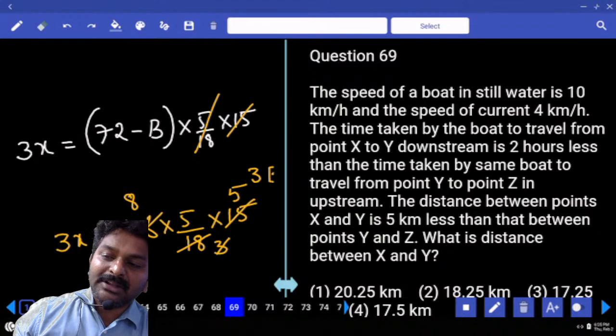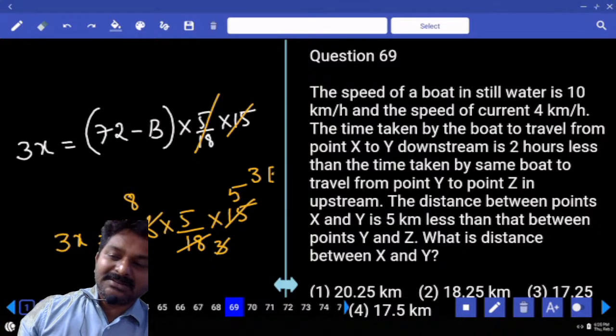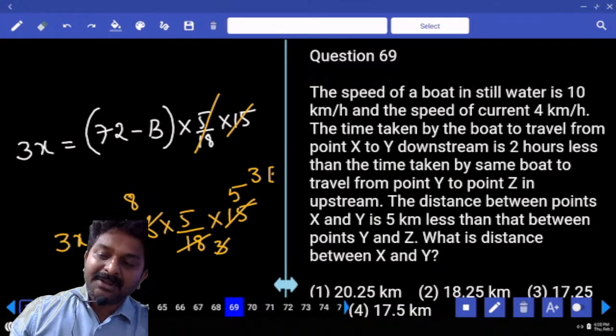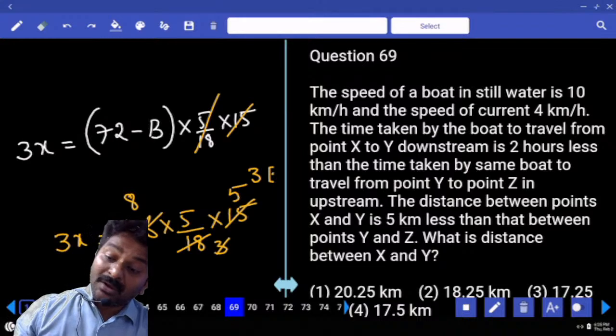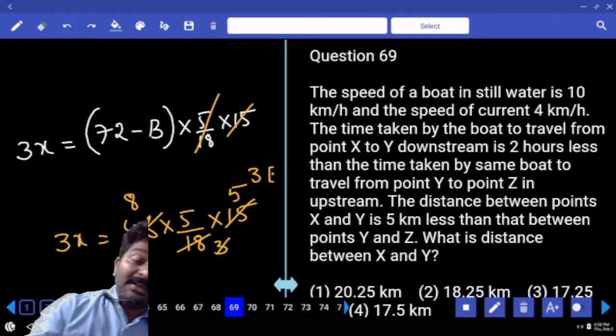The speed of boat in still water is 10 km per hour and the speed of the current is 4 km per hour. The time taken by the boat to travel from point X to Y downstream is 2 hours less than time taken by the same boat to travel from point Y to Z in upstream. The distance between points X and Y is 5 kilometers less than distance between Y and Z. What is the distance between X and Y?